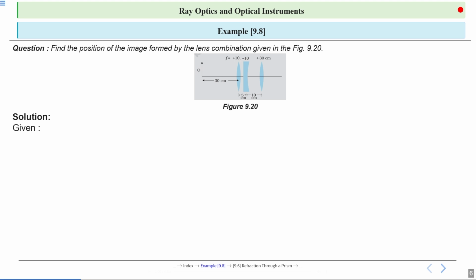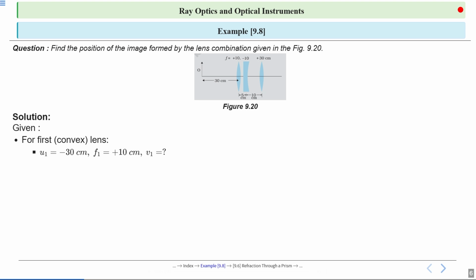So let's start by identifying the given information for this problem. We have a combination of lenses and we will begin by looking at the first lens, which is a convex lens. For the first lens, we have some specific values. The object distance denoted as u1 is minus 30 centimeter and the focal length f1 is plus 10 centimeter. Our goal is to find the image distance v1.